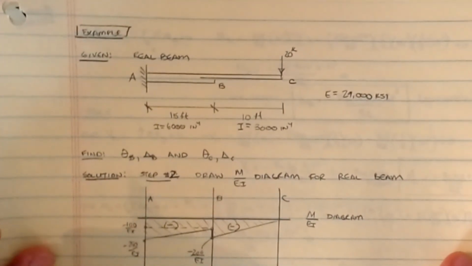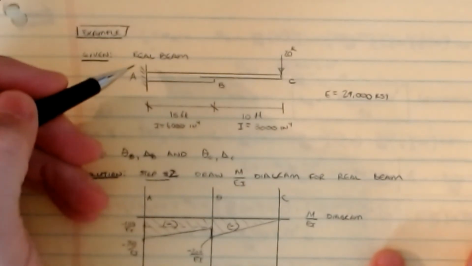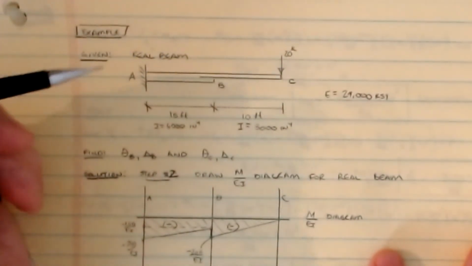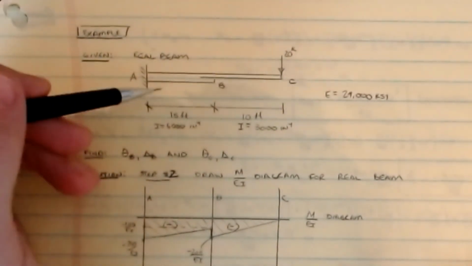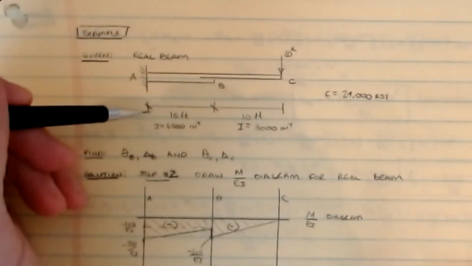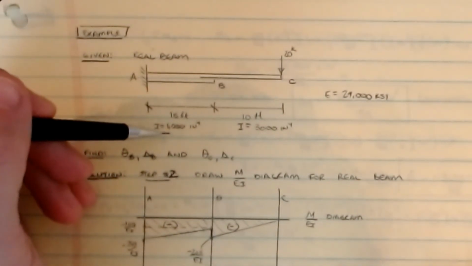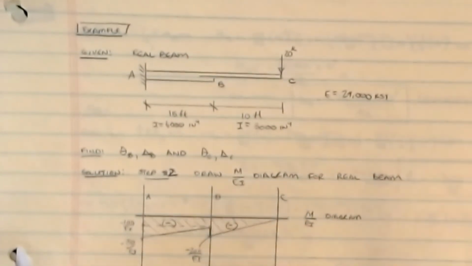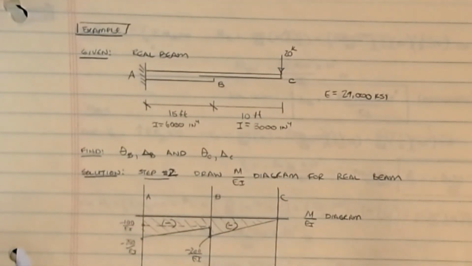Okay, so what I have is a beam here that has 2 different moments of inertia, 2 different cross sections, so it's not prismatic. For 15 feet, it is an I value of 6,000 inches to the 4th.